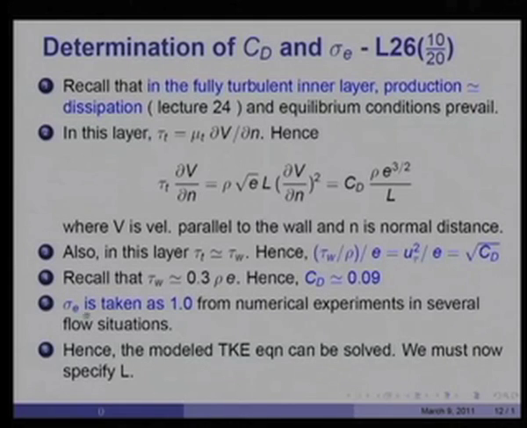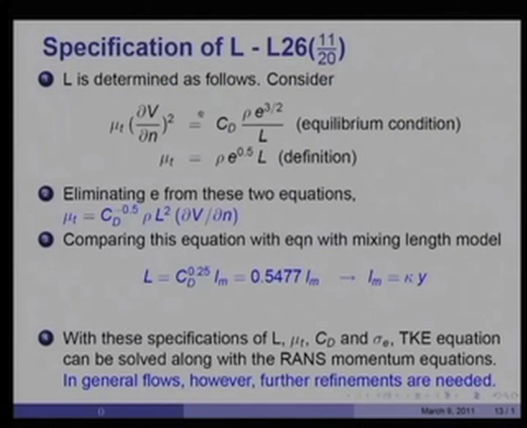Sigma e is taken equal to 1 from numerical experiments in several flow situations like a pipe flow or a boundary layer and so on and so forth. Hence, the modeled turbulent kinetic energy equation can be solved. We must now specify the length scale L. How do we do that? Well, L is determined as follows.